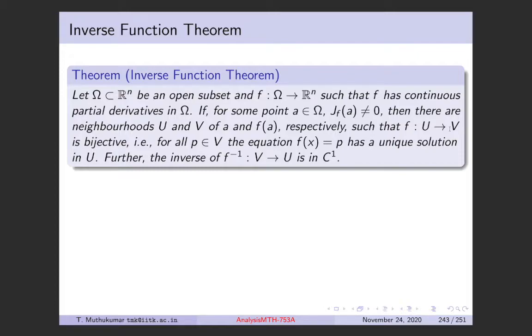And if you remember, this is how we started 2 lectures back. The main question was, how to solve this in the nonlinear context, right? So here we are giving a kind of local solution. For all p in V, you can find an x in U. Further, because it's a bijection, f inverse exists, and that f inverse is continuously differentiable. When I say C1 here, I mean continuously differentiable.